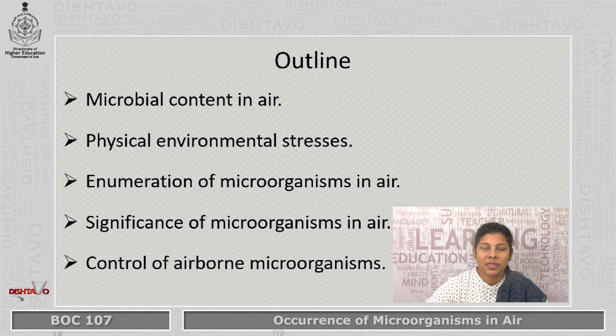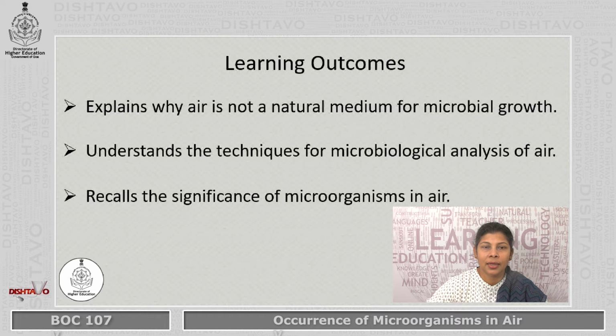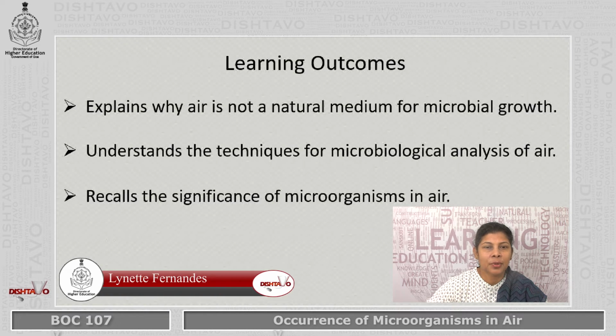The outline of this paper is microbiological content of air, physical environmental stresses, enumeration of microorganisms in air, significance of microorganisms in air, control of airborne microorganisms. What are we going to learn from this? Why air is not a natural medium for microbial growth. We will be understanding the techniques for microbial analysis of air, and also we will be studying about the significance of microorganisms in air.